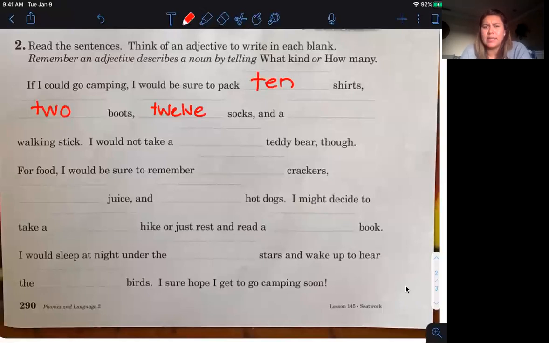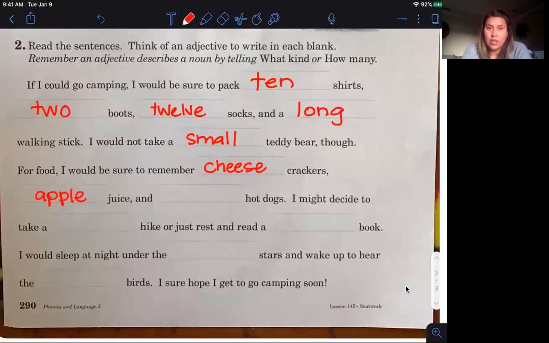What's a good word for a walking stick? Like sturdy, a large, a thick, a long walking stick. What kind of walking stick? A long one. I would not take a blank teddy bear. I would not take a small teddy bear though. For food, I would be sure to remember cheese, crackers. What kind of juice? Apple juice.